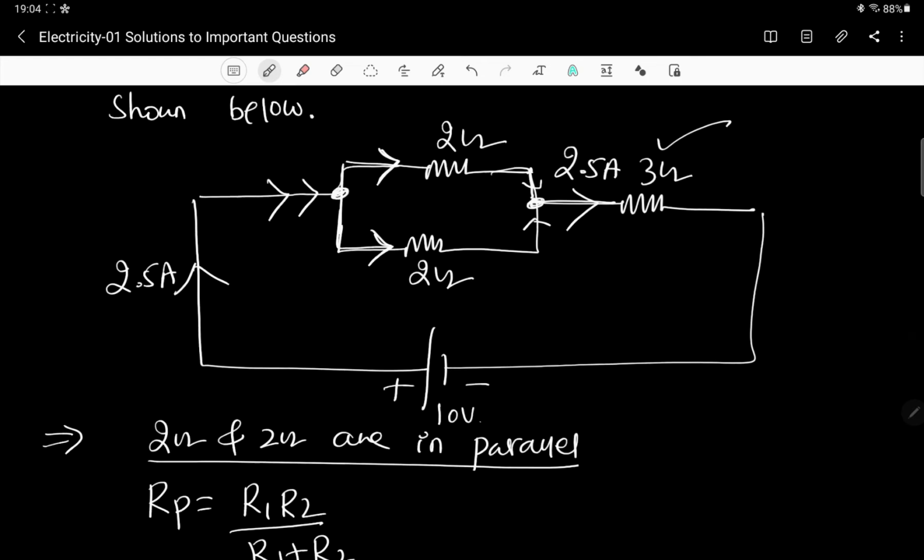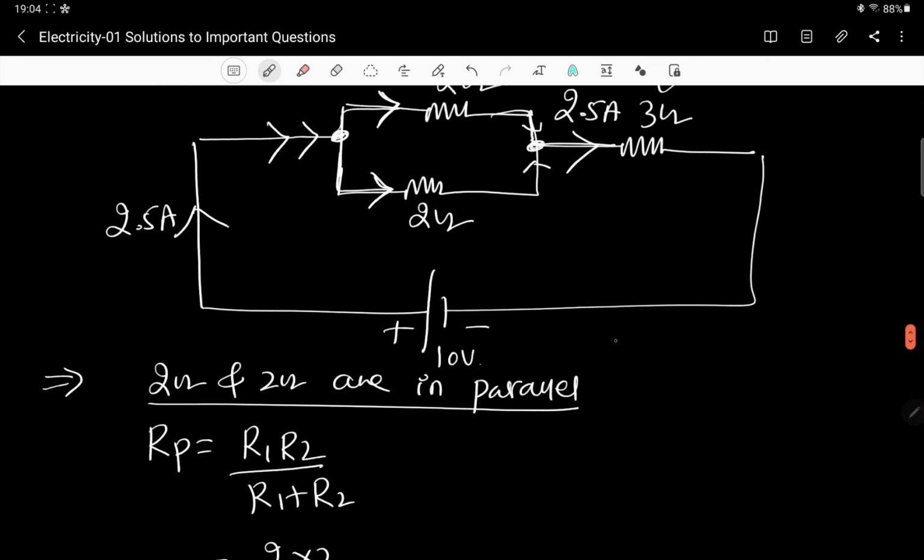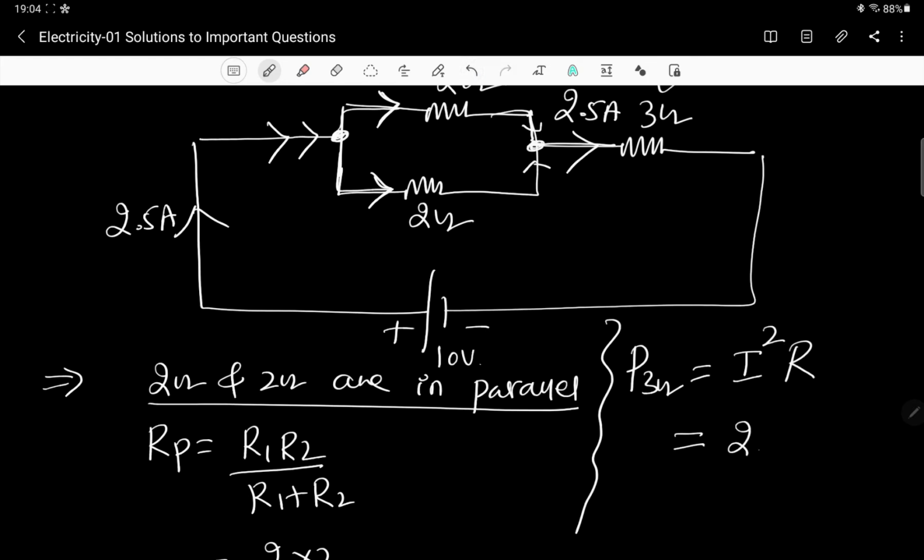Then easily you can find the power dissipated in 3 ohm. Yes or no? What they're asking is the power in 3 ohm. You know the current value, I. So what is the formula? I square into R, right? I is 2.5, and you take the whole square, and R is 3 ohm.